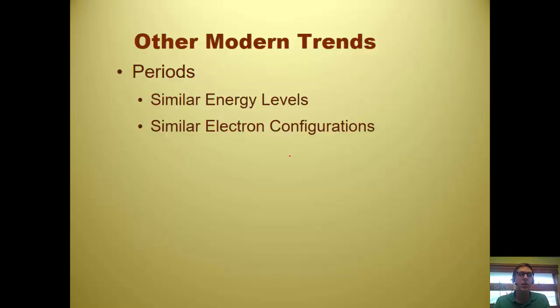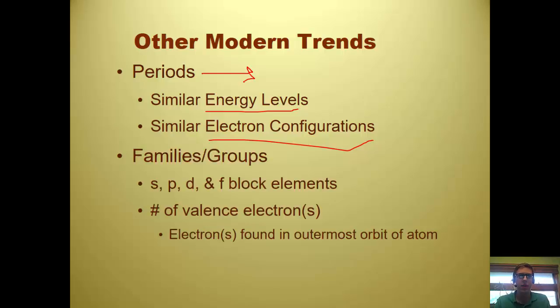Other modern trends that we see is periods have similar energy levels. I'm going to show you what that means, and similar electron configurations. We'll get into that later as well. Remember, periods are the rows. Families and groups, these go up and down. There is the S, P, D, and F block elements, which have to do with electron configuration. And there's a number of valence electrons, which is really important for reactivity. It's why things bond, which we'll get into later. But those can be very, very easily predicted using groups.